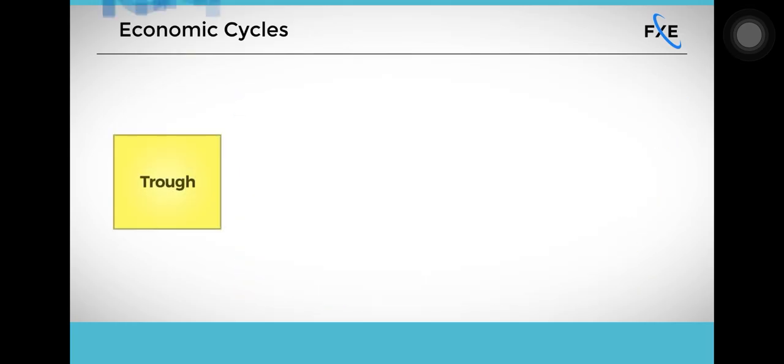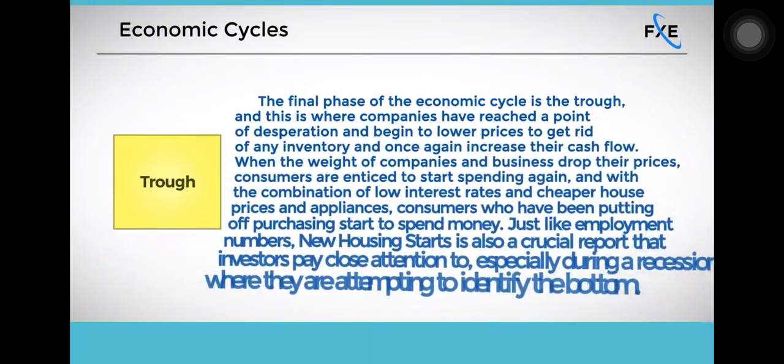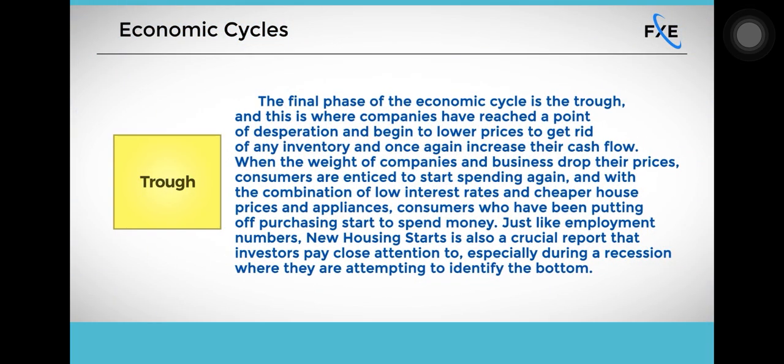The final phase of the economic cycle is the trough, and this is where companies have reached a point of desperation and begin to lower prices to get rid of any inventory and once again increase their cash flow. When the weight of the companies and businesses drop their prices, consumers are enticed to start spending again, and with the combination of low interest rates and cheaper house prices and appliances, consumers who have been putting off purchasing start to spend money. Just like employment numbers, new housing starts is also a crucial report that investors pay close attention to, especially during a recession where they are attempting to identify the bottom.